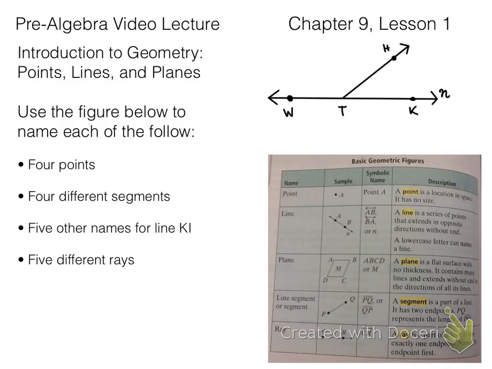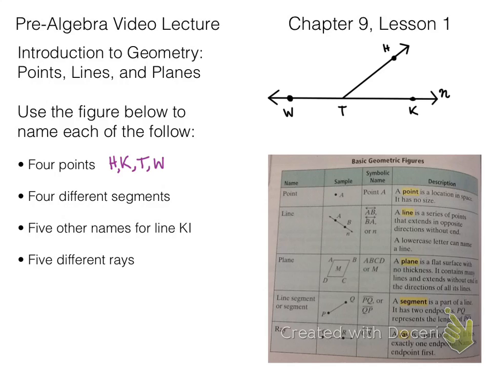So up here I have an object that I've drawn, which is a line WK that stretches through the point T. T is the intersection point of ray TH. All right, and as you can see, one of my lines has been named with the cursive N. So let's go ahead and use this figure that I've drawn in black to identify 4 points. Well, that should be pretty easy. Those are the 4 points. That would be H, K, T, and W, right?